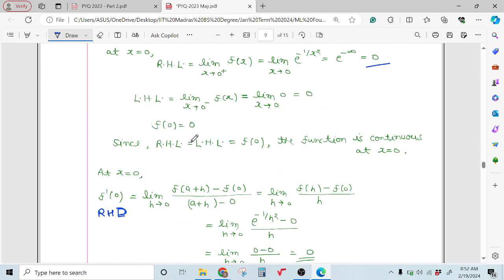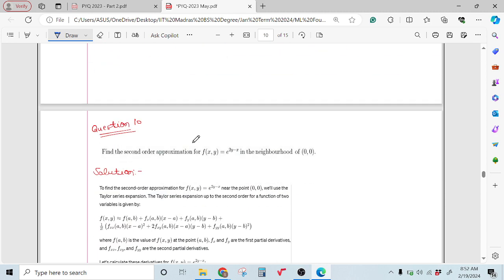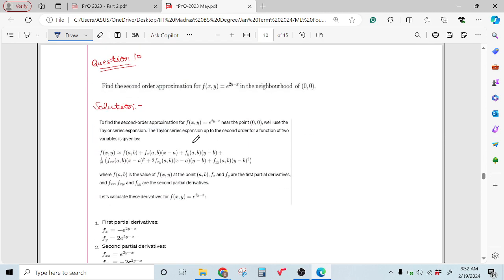Okay, so let us proceed with the next problem. Problem number 10. Find the second order approximation for f(x, y) equals e to the power minus e to the power 2y minus x in the neighborhood of (0, 0). So to find the second order approximation for f(x, y) near the point (0, 0), we will use the Taylor series expansion.